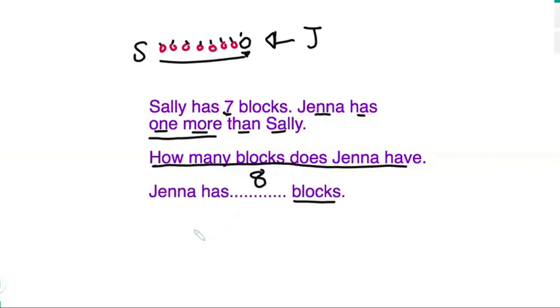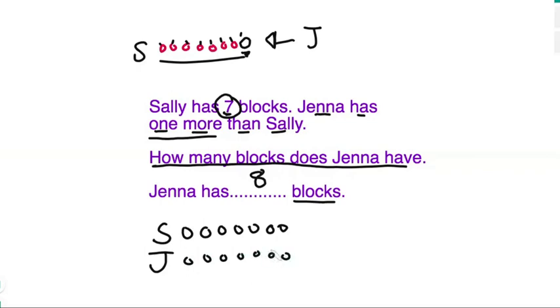Question. Who has more blocks, Sally or Jenna? We know that Sally has 7 blocks. So remember, Sally has 1, 2, 3, 4, 5, 6, 7. And Jenna, let's put a J for Jenna. Jenna has 1 more than Sally. So Jenna has all of these. 1, 2, 3, 4, 5, 6, 7. But she has 1 more. So we're going to put 1 more.